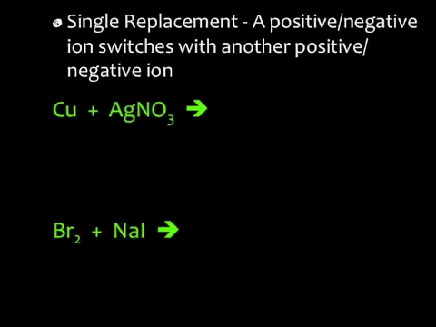So to look at the example, our first example, we have copper and silver nitrate. So copper is a metal, and so is silver. So copper is going to take the place of silver, and then silver is going to be on its own.